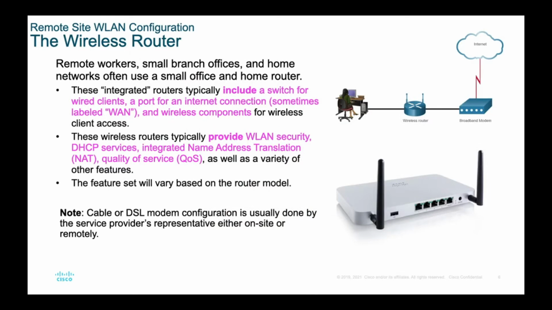The wireless router is a device that includes a switch for wired clients and a port for internet connection, which means there is a WAN port in order to connect to a broadband modem and to the internet or to the ISP. We have the switch ports for you to connect directly through a wire, and an access point, the wireless component. Other than that, it also provides some capabilities. So you can do WLAN security in here, to change the password, set up a password.